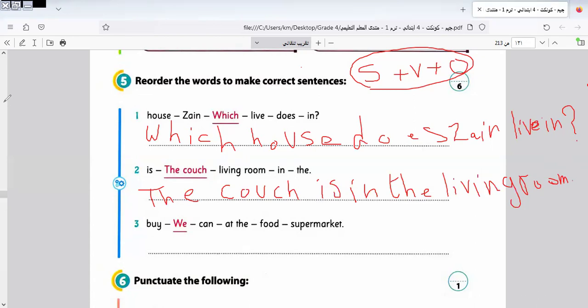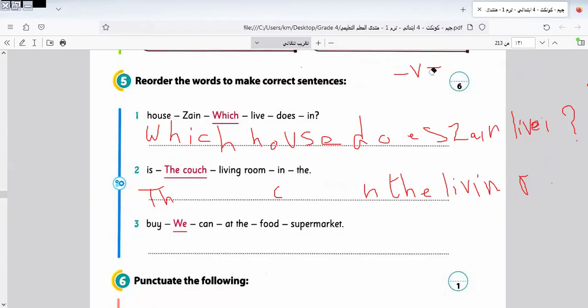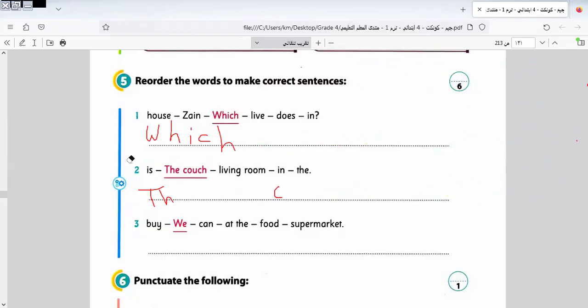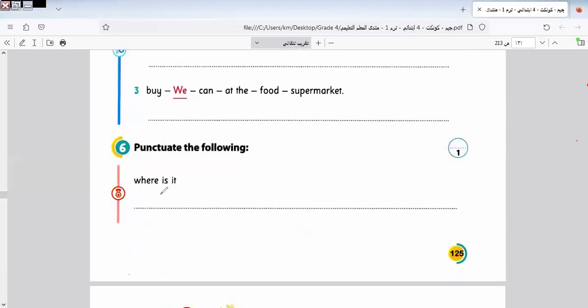Let's go to the last one here, which is punctuate. So what can I do here? Here, is it in a capital letter or a small letter? So I write it in a capital letter and I put the question mark at the end of the sentence. Okay.